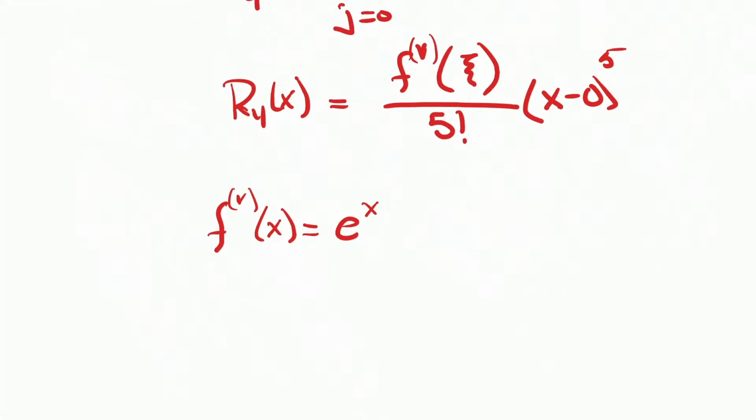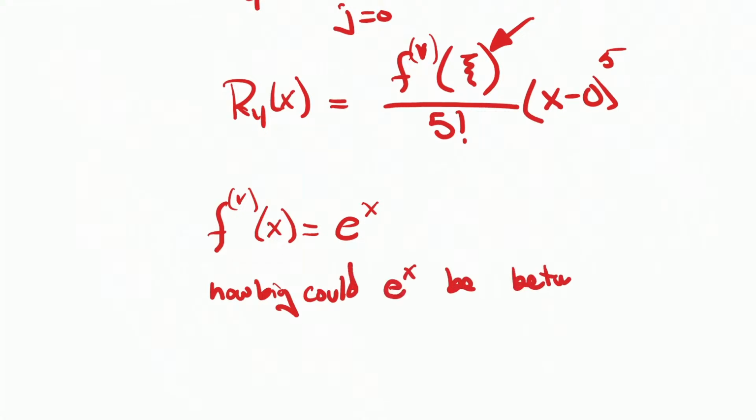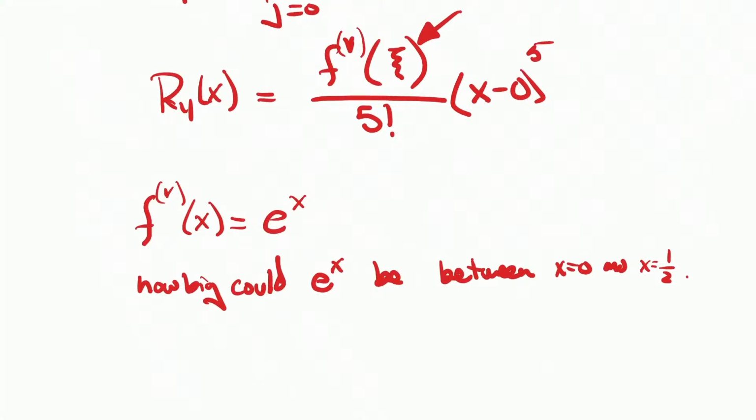Next thing I need to know is, worst case scenario, how big could e to the x be between x equals 0 and x equals 1/2? So that's the big question. What's the worst? What's the biggest? Because that's what I'm going to use as a stand-in.